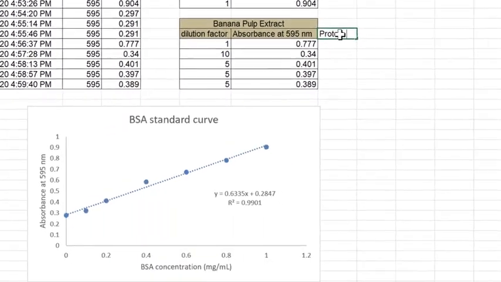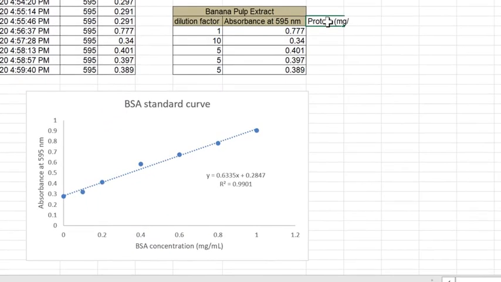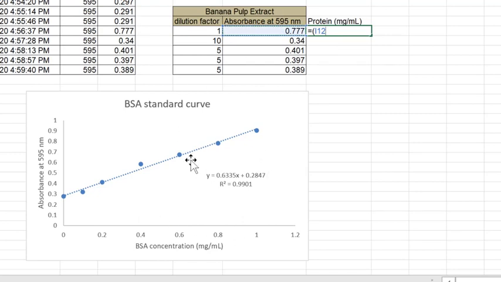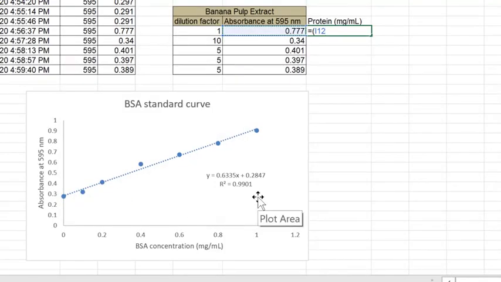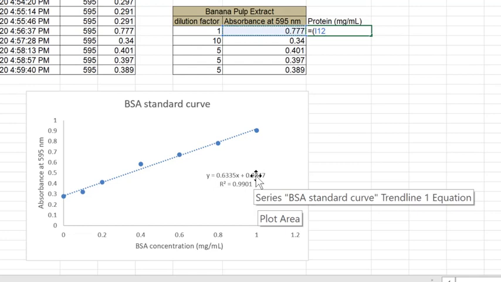So the protein content in units of milligram per milliliter. I'm pressing an equal sign into this cell to enter a formula. The absorbance value is on the y-axis. And in order to apply this formula, I first have to solve for x. So I first have to subtract the y-intercept.